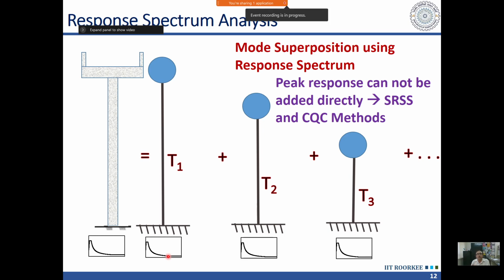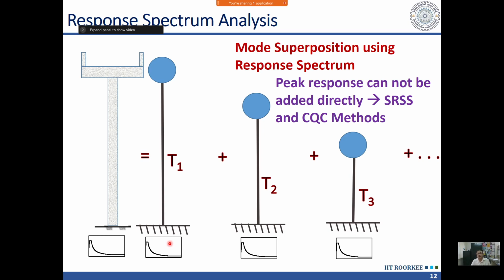So corresponding to each single degree freedom system, which again corresponds to different modes of the structure, we can read the peak response of each of these single degree freedom systems directly from the response spectrum. But when I am reading the peak response, I cannot add those directly, because the peak responses of different single degree freedom systems are occurring at different time instants.